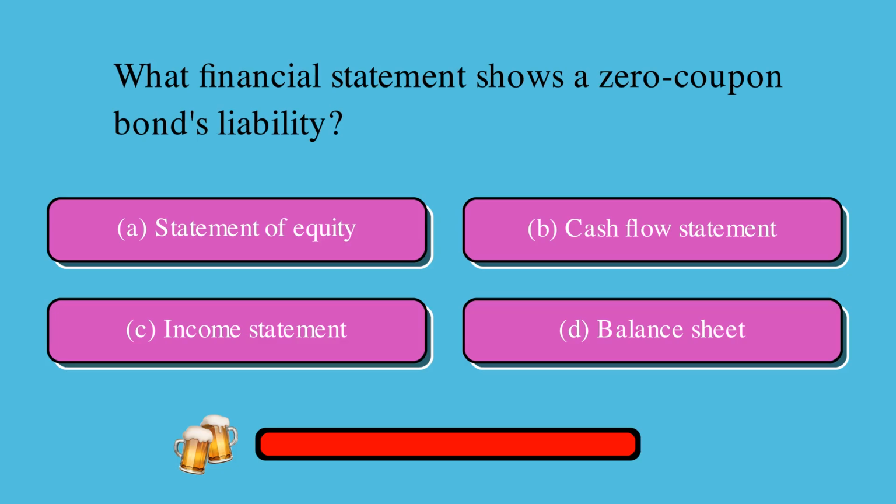What financial statement shows a zero coupon bond's liability? Is it A, statement of equity, B, cash flow statement, C, income statement, or D, balance sheet?